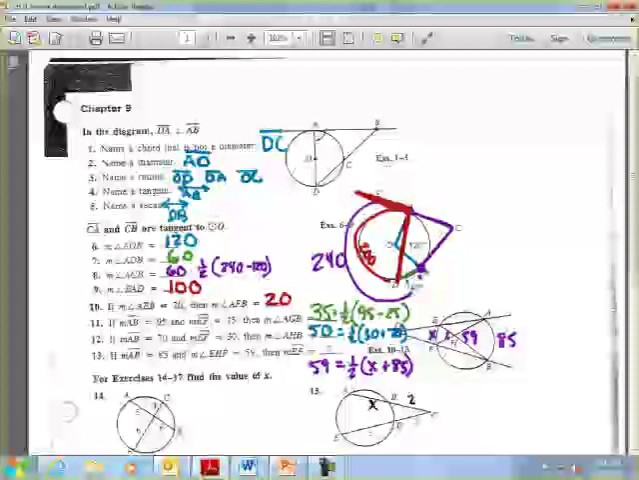How do I solve that equation? What do I do first? Multiply the whole thing by 2, which gives me what? 118 is x plus 85, and then subtract 85, which gives me 33. Questions on any of them in that group?